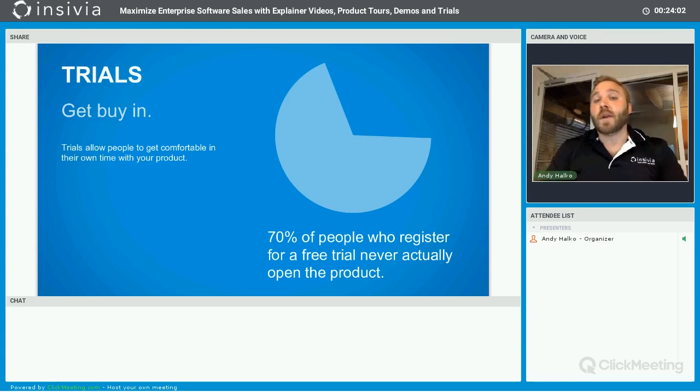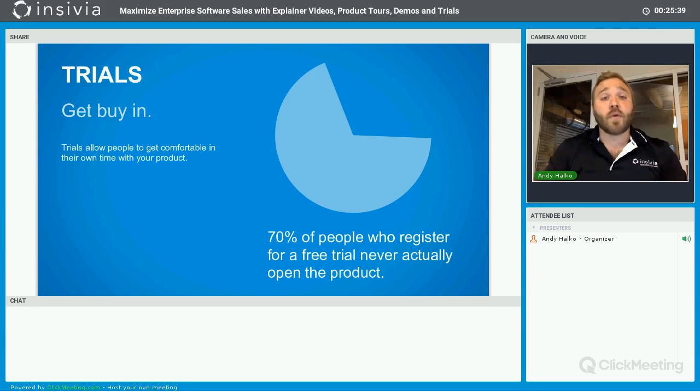But right now, once we get somebody to convert into a trial, they get the chance to use it for themselves, dig in, and really convince themselves that they want to spend the money and move forward in the sales process. Now, one interesting fact is that 70% of people who register for a free trial never actually open the product. And we're going to talk in a second about some ways that you can mitigate that.